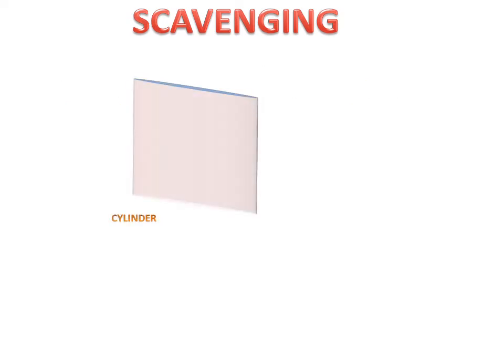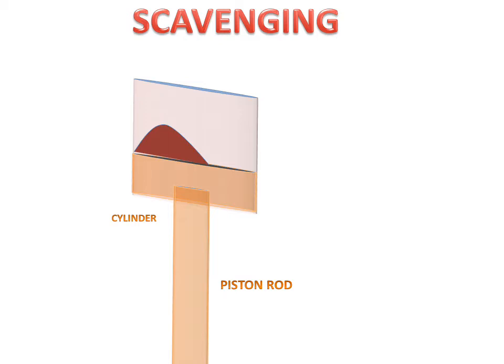We have a cylinder and a piston rod. This piston has a crown. This is the inlet port, this is the exhaust port, and this is the transfer port. This crown is useful in giving a push to the burnt gases. This whole assembly of piston and cylinder is for a two-stroke engine.